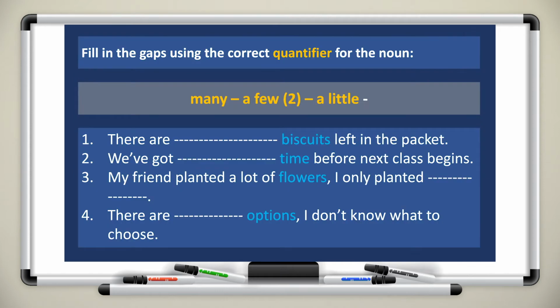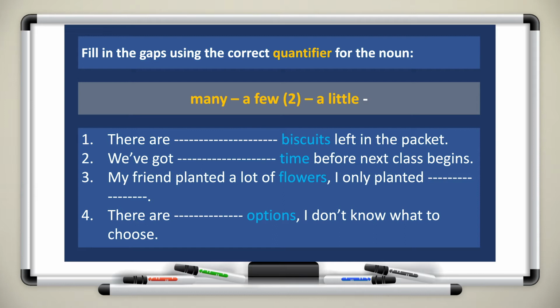Let's take this exercise. Fill in the gaps using the correct quantifier for the noun provided to you. So you have to take a look at the noun first and think, is it countable or uncountable? And use the correct quantifier for it. You have the word many, a few will be used twice, and the word a little.